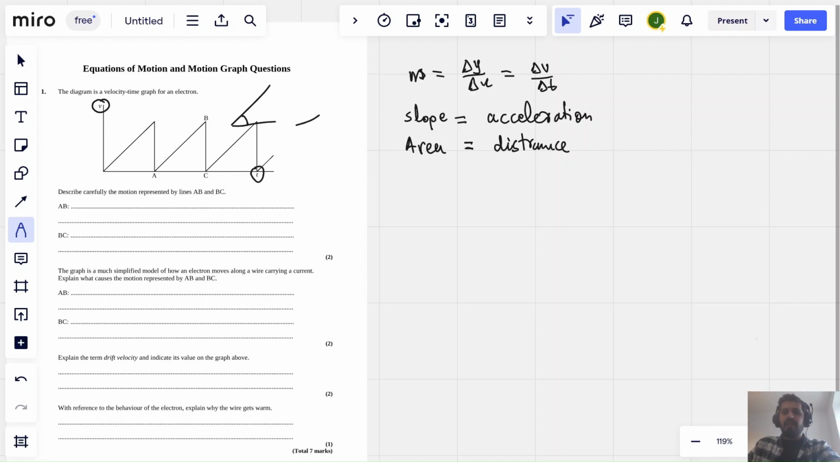If the line were curving like this, then we would say that the slope is changing and the acceleration is changing. Most students look at this graph and say, okay, the slope is going up, so acceleration is also going up. It's not like this. This is just a positive slope, and it is a constant slope. So we'll have positive constant acceleration.